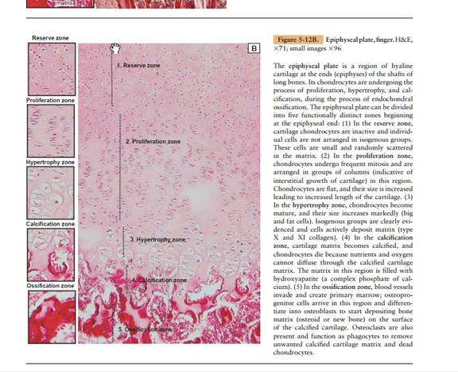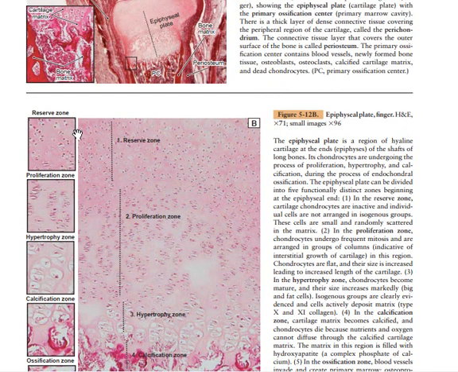At the apical-most part of the epiphyseal plate is the reserve zone. What happens in the reserve zone? The cartilage chondrocytes are inactive, and they are not arranged in isogenous groups. So there are cells here, but they are not in isogenous groups. They are inactive. Is it clear? You can consider this part as being like the perichondrium. So the cells here are inactive.